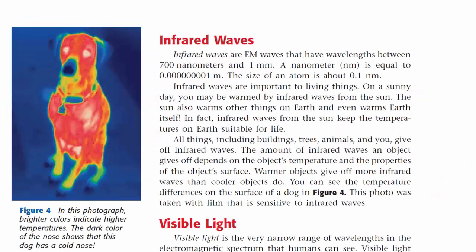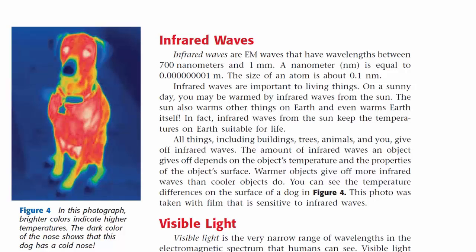Infrared waves. Infrared waves are EM waves that have wavelengths between 700 nanometers and 1 millimeter. A nanometer, or nm, is equal to 0.000000001 meter. The size of an atom is about 0.1 nanometer.